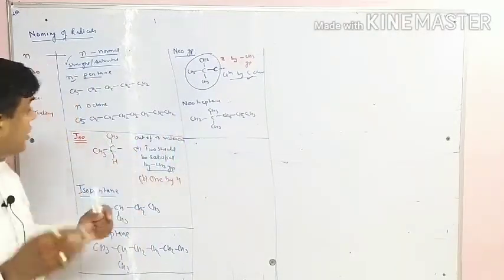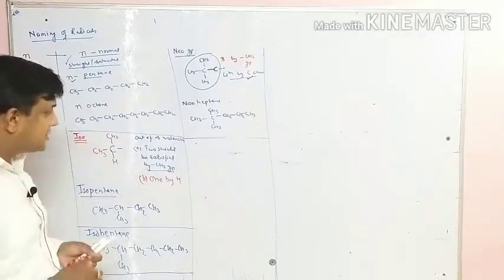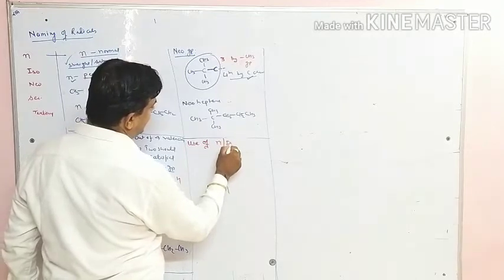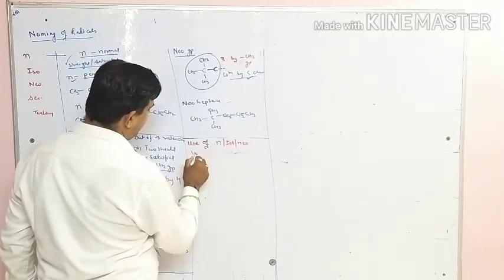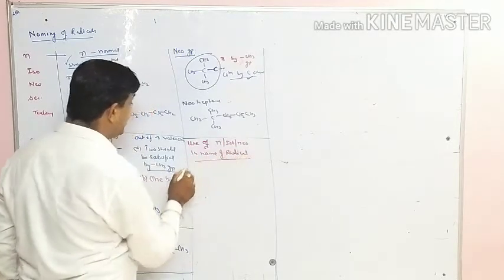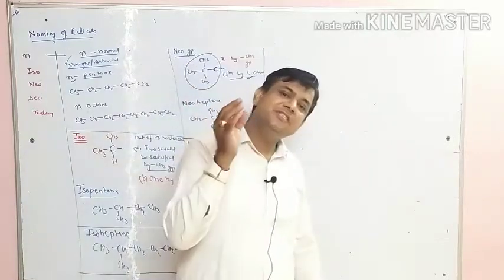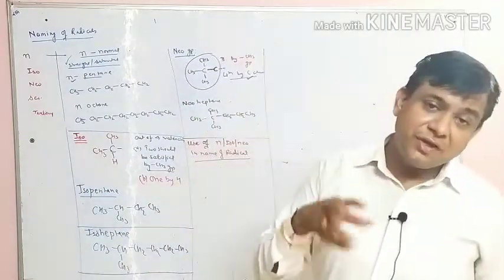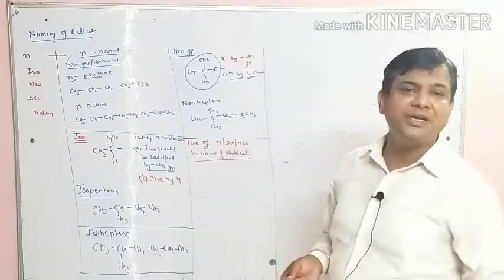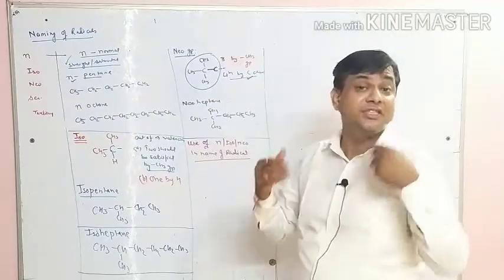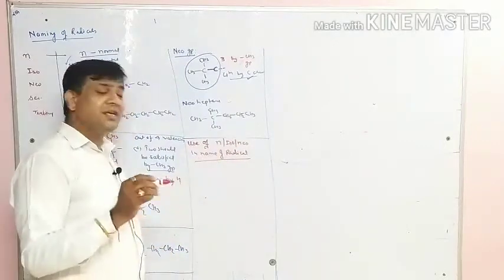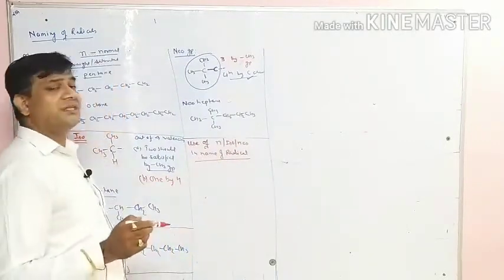Now we are going to name the radicals. See, the use of N, iso and neo in the name of radical. In the last video, I explained the radical. Again, I am explaining. Radicals means when the carbon's valency is vacated by removing the hydrogen. 1 valency, 2 valency, 3. If we vacate 1, it's monovalent. If we vacate 2, it is divalent. If we vacate 3, it is trivalent. So, in the case of the monovalent radical, we can use the N, iso and neo in the name of the radical. The question arises how we should use.